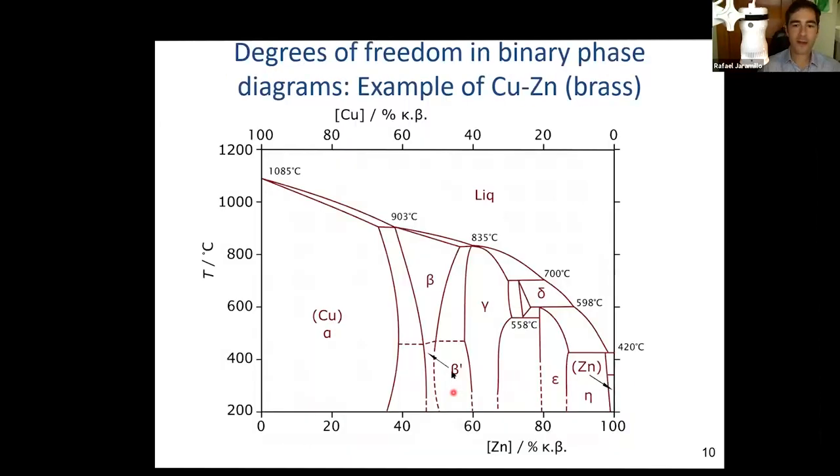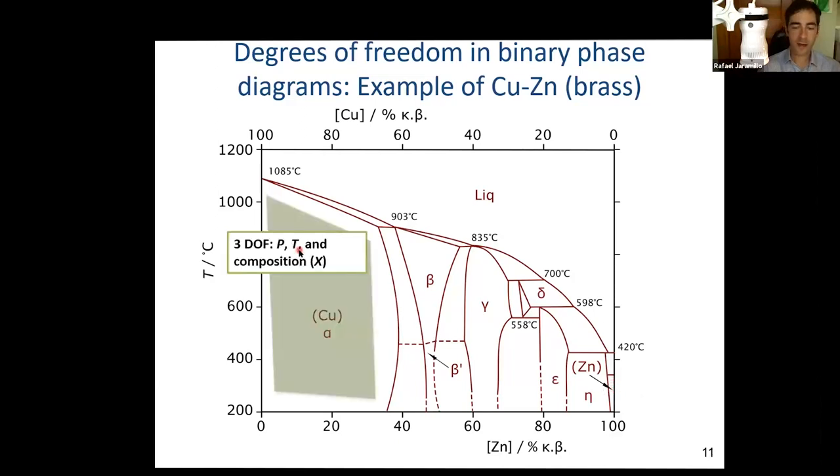Here's a simplified view, right? Copper in parentheses, meaning this is a solution with a crystal structure of pure copper. This A here is an alpha. Right, here's zinc. Here's the zinc solid solution. Coming back to Gibbs phase rule, here is a single phase region with 3 degrees of freedom. I can vary pressure, temperature, and composition while still staying in this brass phase. Right? Temperature and composition are X and Y on the plot. You have to imagine pressure coming out of the board.